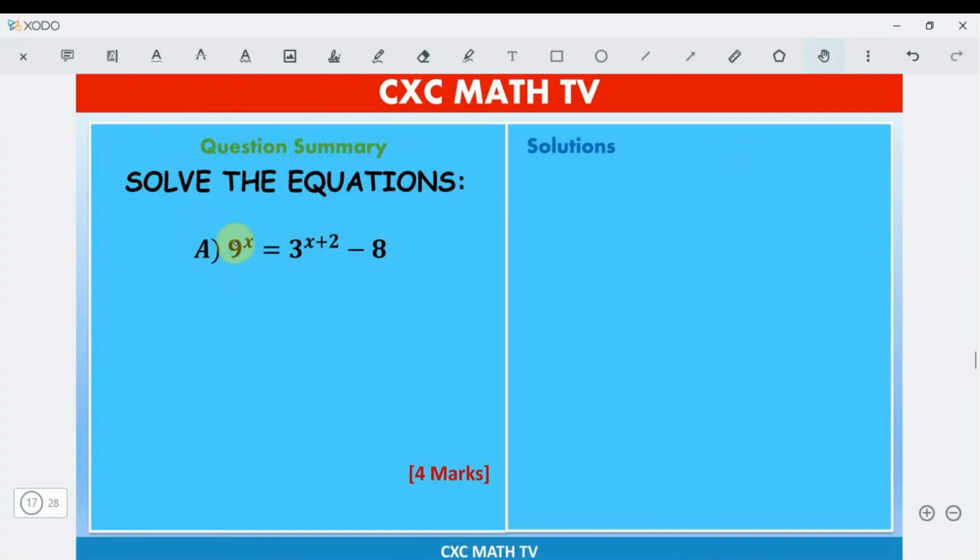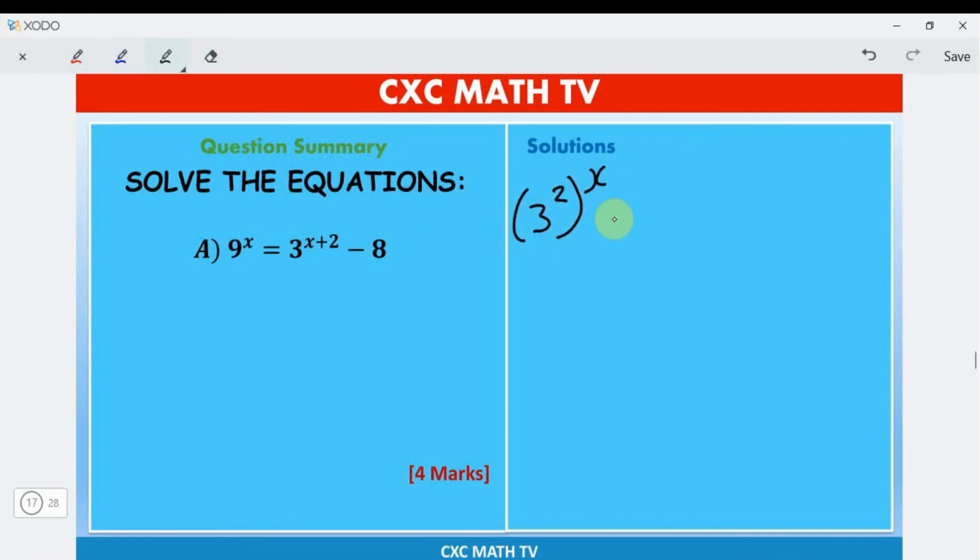Alright, so now you see this 9 to the x right here? We can break up 9 to the x as 9 is what? 3 squared raised to the x. And that's equal to, now, using law of indices, 3 to the x plus 2 can be written as 3 to the x times 3 squared. Right? We can write it as times 3 squared minus 8.